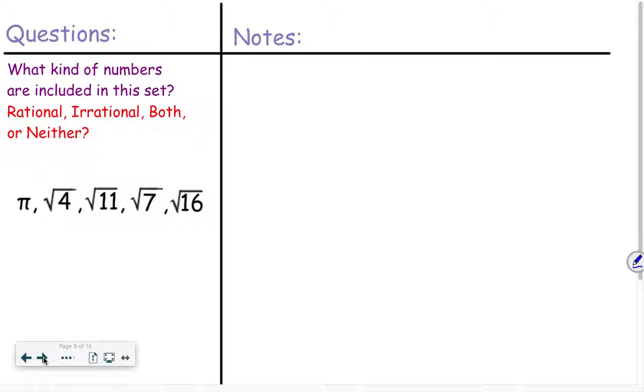rational or irrational. So pi is irrational. The square root of 4 is 2. 2 is rational. Square root of 11 is not a perfect square, so that's irrational. The square root of 7 is not a perfect square, so that's irrational. The square root of 16 is 4, which is rational. So this set of numbers includes both rational and irrational. So my answer is both.